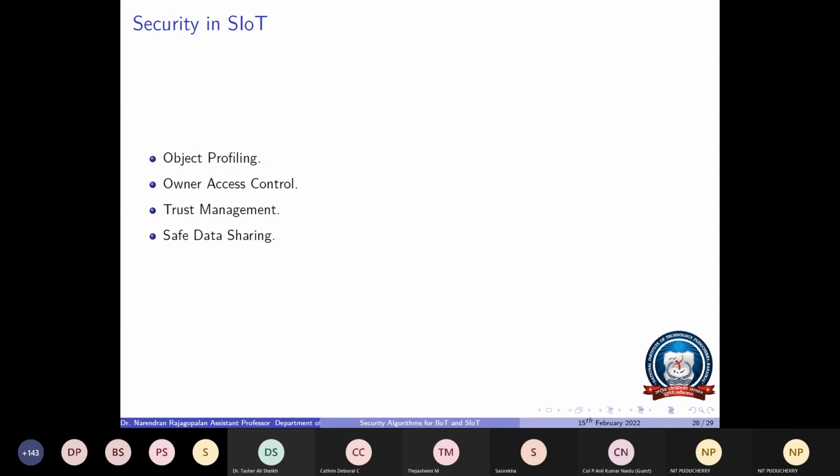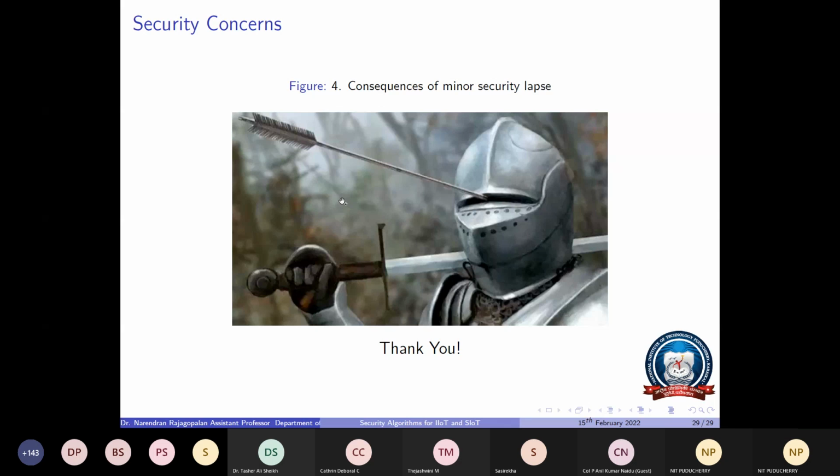Along with all these different security algorithms that we studied, these play a very major role. In spite of using all those security algorithms, encryption, decryption, everything, if we do not do the object profiling or owner access control, then we will end up like this. In spite of having all the armor in place, if we don't configure it well, then it would lead to an incident like this. So with this, I complete the presentation. If you have any questions, you can ask.